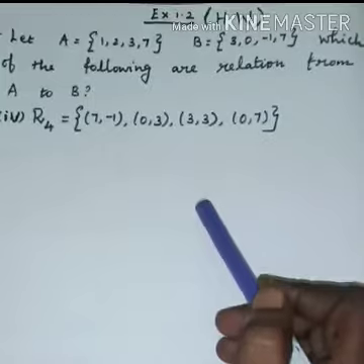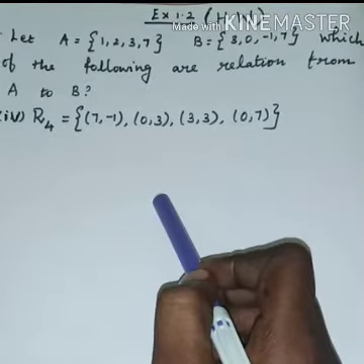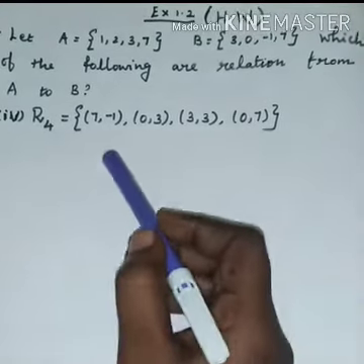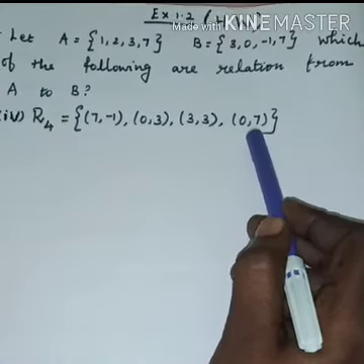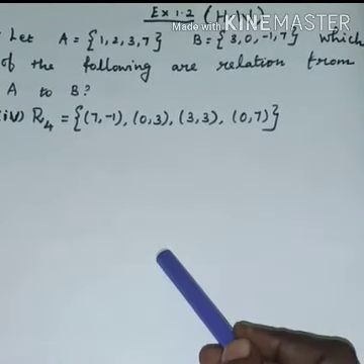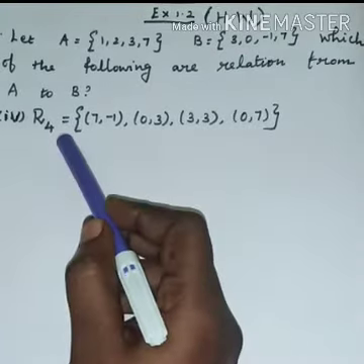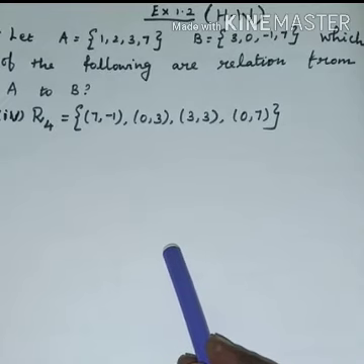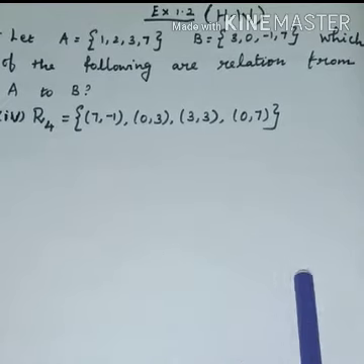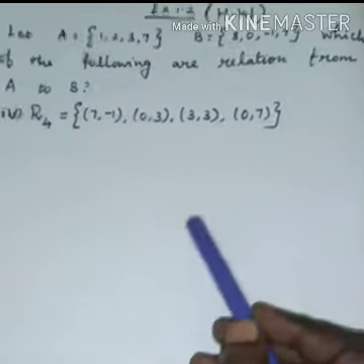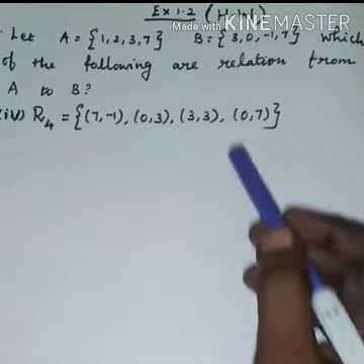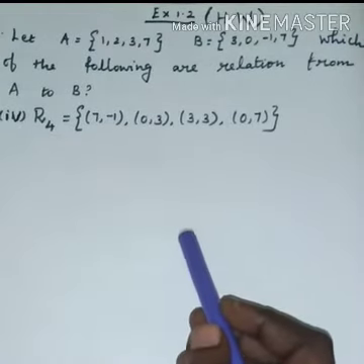This is the homework sum for you. First, you have to write the elements of A cross B, and then check whether all the elements of R4 belong to A cross B. If any one of the elements in R4 does not belong to A cross B, then you should say R4 is not a relation. If all the elements of R4 belong to A cross B, then we should say R4 is a relation. Is it clear? This is the homework sum. So, write it in your classwork note. Okay.